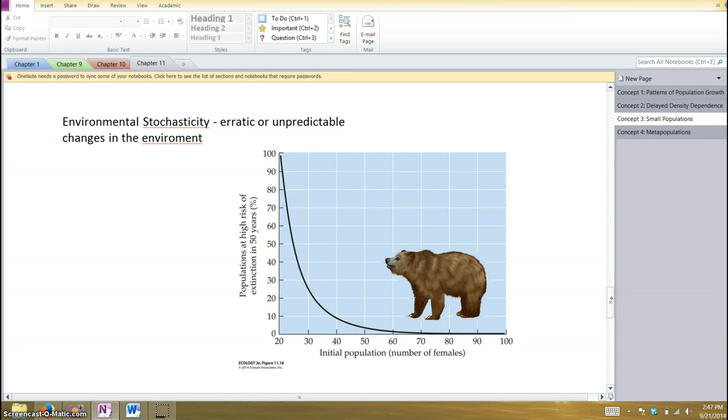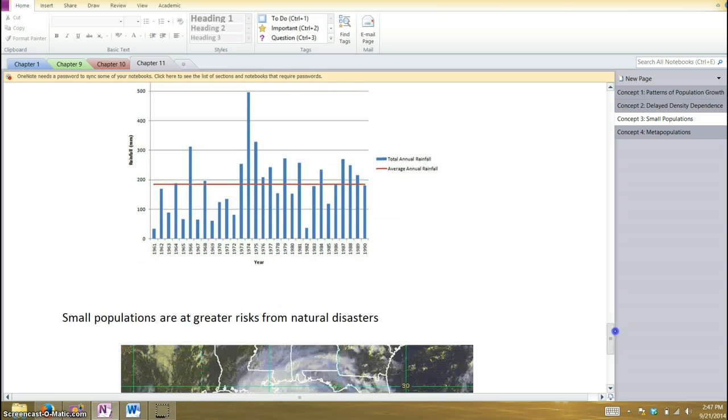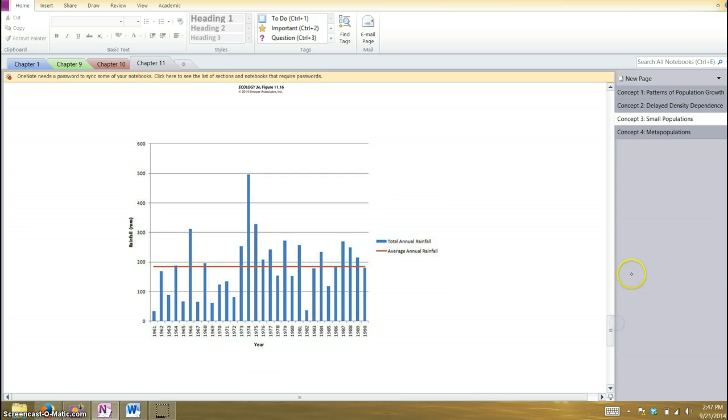Changes in the environment, random changes, can have a negative impact on a population. So for example, here we see some rainfall data. Here's the average, but you can see rainfall can fluctuate between any one year, so that this year there's not much rainfall. And so again, that can have a negative impact on the population. Here it can have a positive impact.